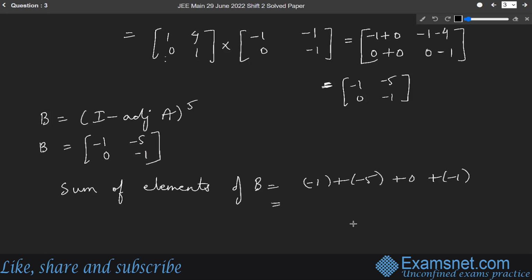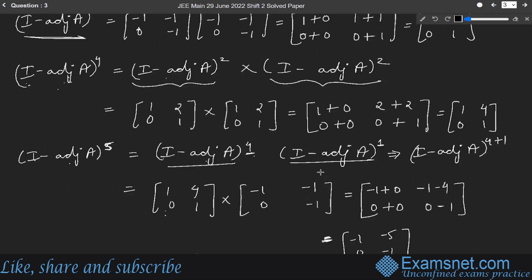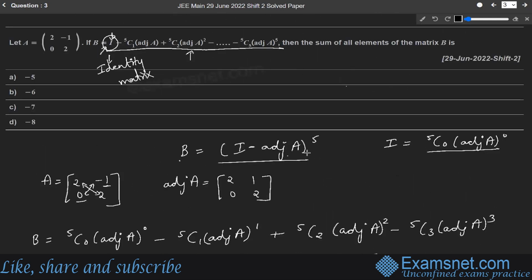-1 minus 5 is -6. -6 minus 1 is -7. So sum of all the elements of B is -7. These are the 4 elements of B, which is -1, -5, 0, and -1. Their sum is equal to -7. So for this question, the correct answer is -7.